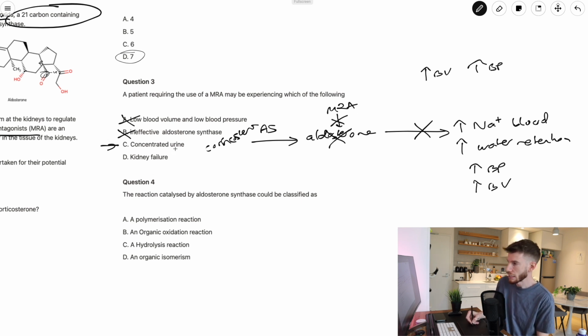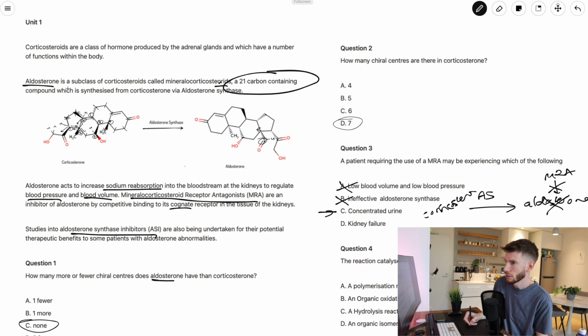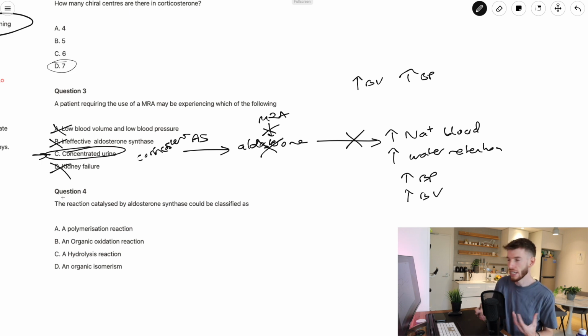And then lastly, kidney failure. It said here that it was something that was produced in the adrenals and linked with kidney function. There's no real direct link as to why this would be true, and so that one's not really got any evidence going for it. So I'd leave that one out. This one had some evidence going for it, so I'm going to go with C.